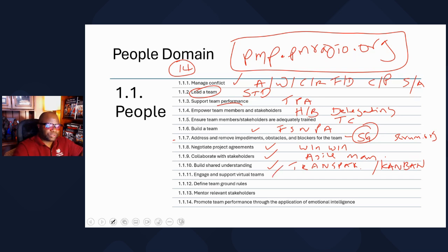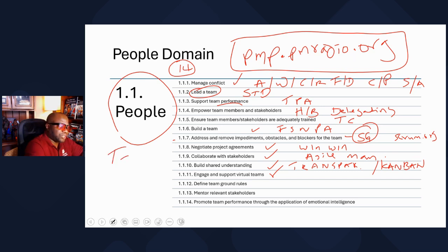Engage and support virtual teams. Hopefully, you know what a virtual team is. Virtual teams are geographically dispersed. When we talk about the people domain at large, there are certain terminologies you've got to understand, like T-shaped skills. What does that mean in the world of Agile? It means broad and deep skill sets, same as broken comb or paint drip.